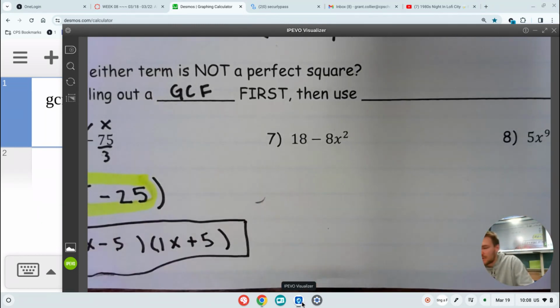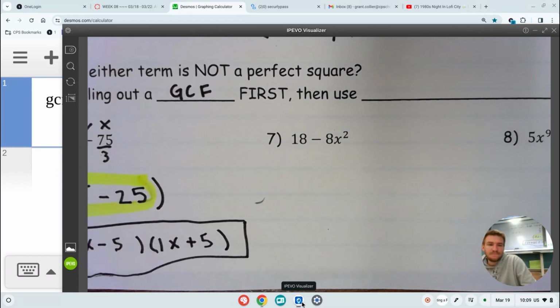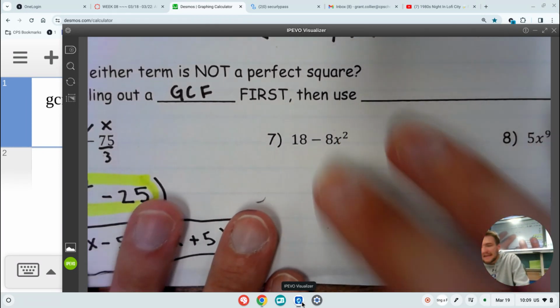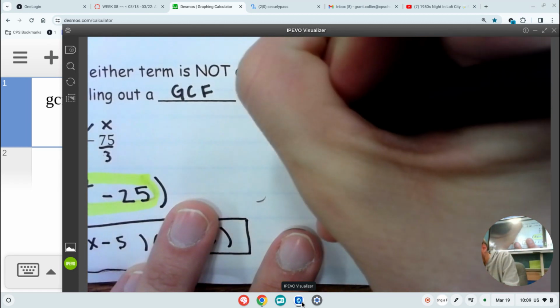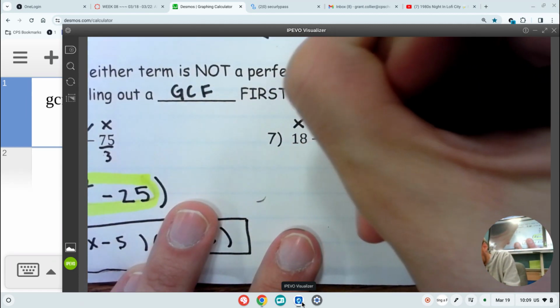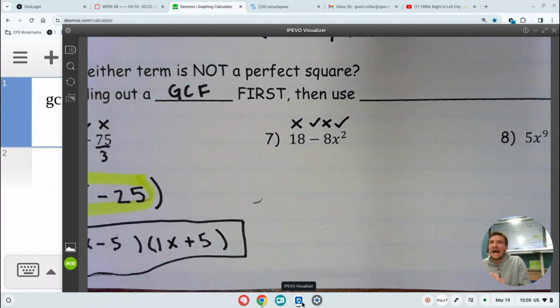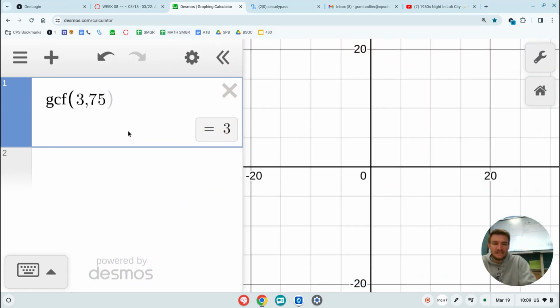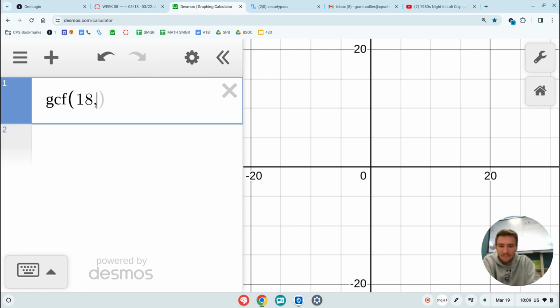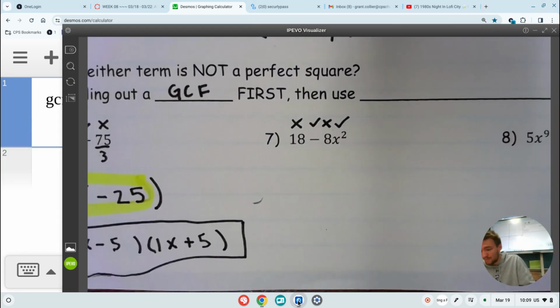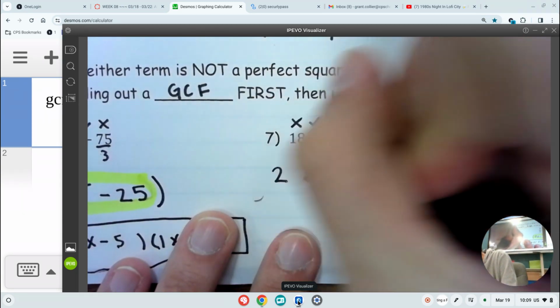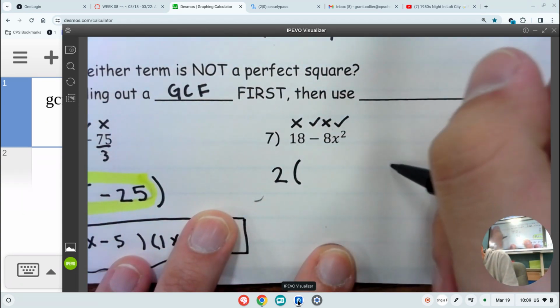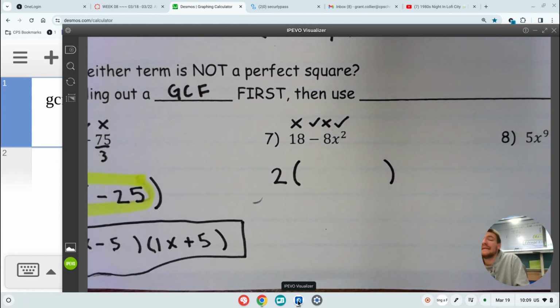Okay, let's do 2 more questions, and we'll wrap up these notes. They've been a little bit longer than I expected. 18 minus 8. So we do not have difference of squares. 18 is not a perfect square. 8 is not a perfect square. But Desmos, GCF, 18 comma 8, the answer is 2. So maybe if we do a GCF of 2, we will end up with something, and maybe we'll have a step 2.